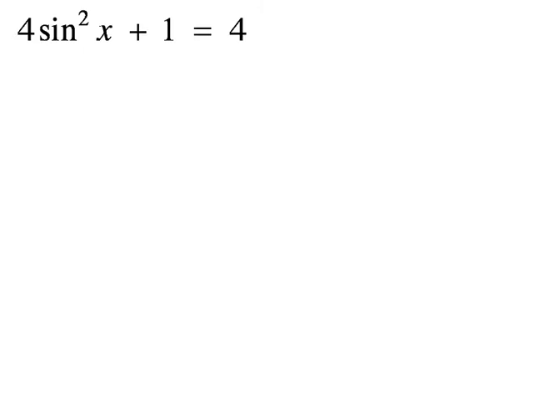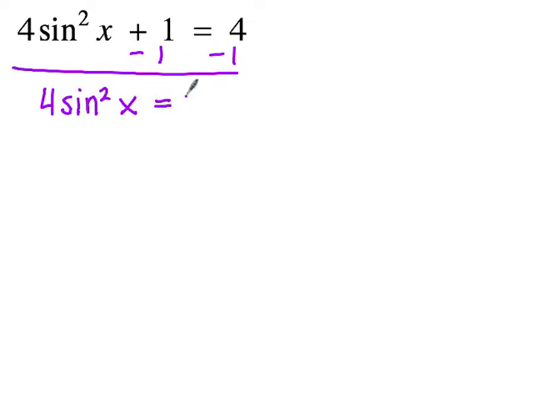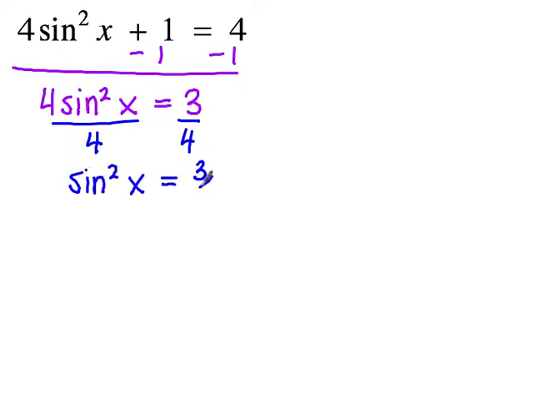If you notice, this one's a little different, but you can still solve it. So what do you think you need to do first? Minus 1. Very good. I'm going to subtract 1 from both sides, and I get 4 sine squared x equals 3. What am I going to do now? Divide by 4. So I get sine squared x equals 3/4. And take the square root. Now remember, whenever we take the square root of something, we have to take both the positive and negative. It holds true also with the trig functions.